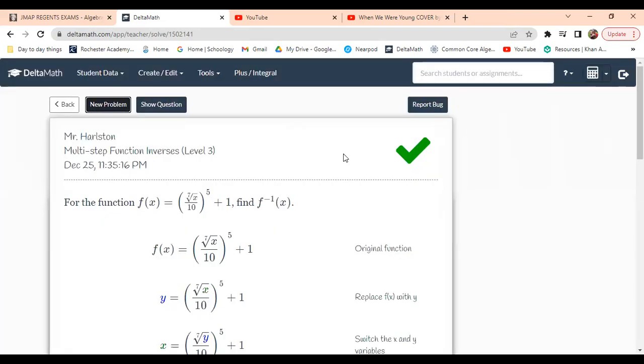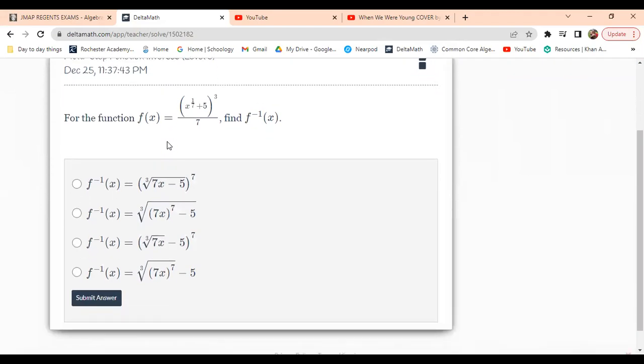And we got it. All right, I'm going to do one more of these, and then I'm going to do one from level 4. So we got another problem here. Let me clear my iPad. Let me write the problem down. F of x is equal to, let's see, we got x to the 1/7 power plus 5 raised to the third power over 7. All right, so this is a little different. So let me bring up the iPad.